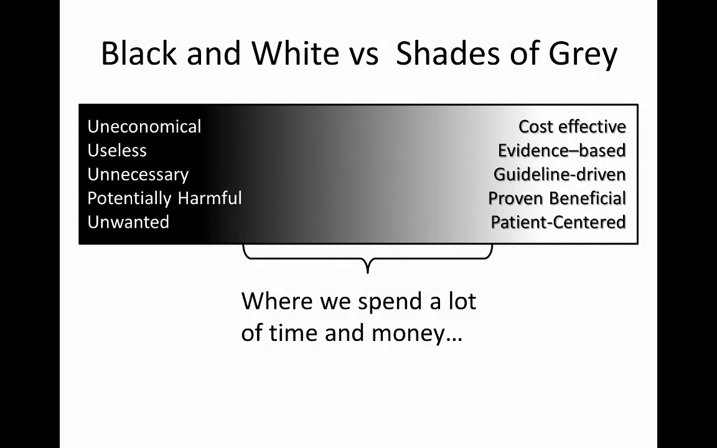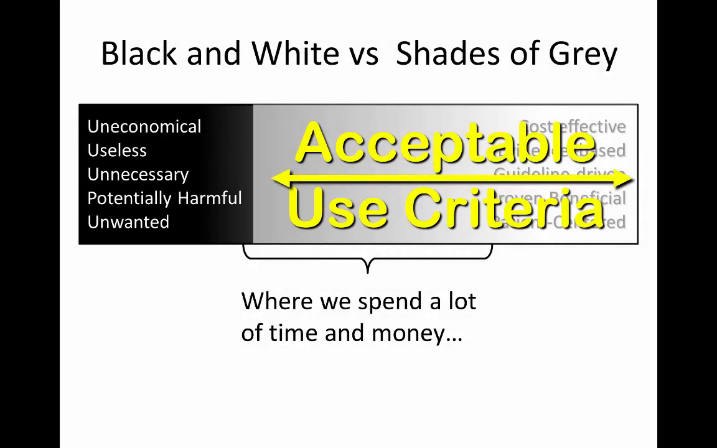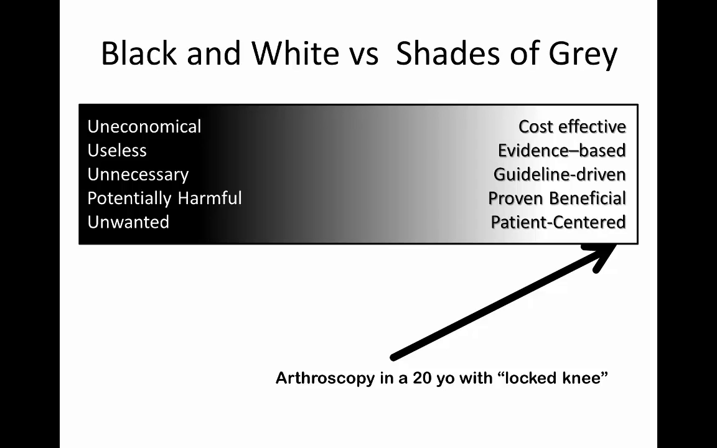In medicine, we spend a lot of money in the gray area, where it's easy to justify indications and where patients and doctors hope for ideal results. Acceptable use criteria do exclude certain items, but they still leave a broad path for patients and surgeons to select the care. For example, an arthroscopy in a 20-year-old with a locked knee, almost everyone would agree is cost-effective and is a wonderful thing for the patient and good medicine.